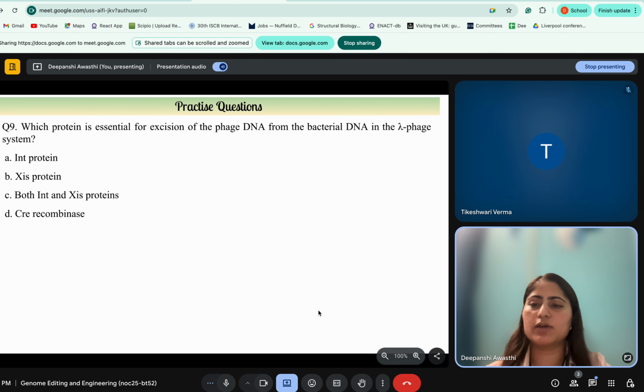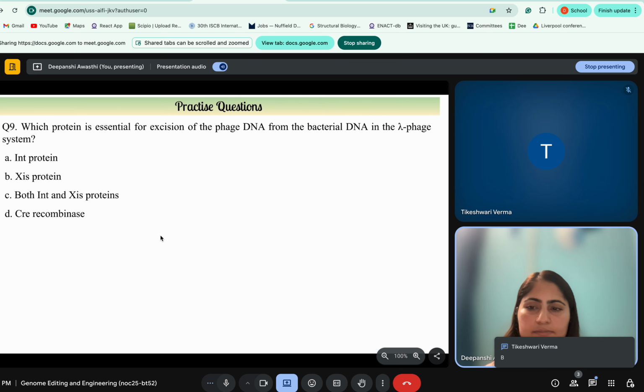Okay, so let's look at the next question. Which protein is essential for excision of the phage DNA from the bacterial DNA in the lambda phage system? Option A, Int protein. Option B, Xis protein. Option C, both Int and Xis proteins. And option D is Cre recombinase.